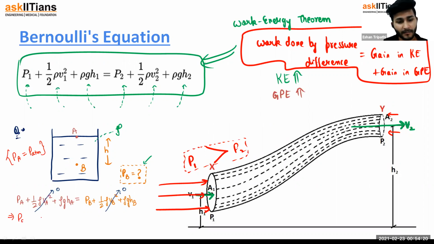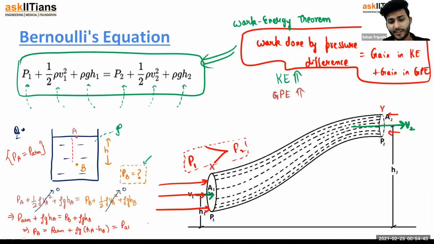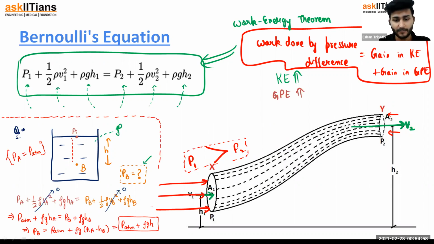So we can say atmospheric pressure plus rho g HA is equal to pressure at B plus rho g HB. So that means pressure at point B is atmospheric pressure plus rho g (HA minus HB). What is HA minus HB? It is the height difference between them, which in the question is given to be H. So pressure at point B is atmospheric pressure plus rho g H, and then we get the answer. I hope this is clear how we use this equation to get an answer that we already knew from the previous theory.